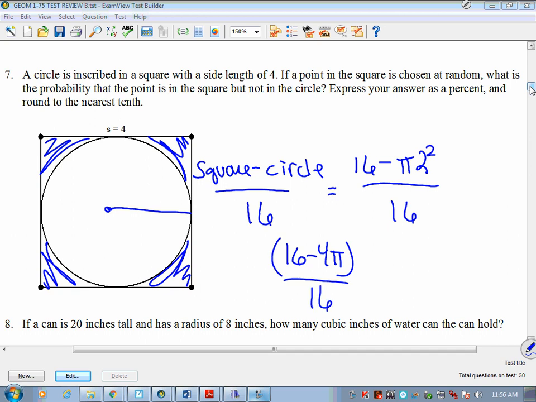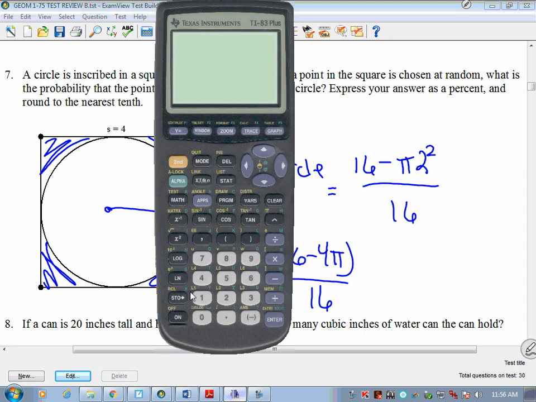Okay? We can take our calculator to do that. Clear some stuff out. 16 minus 4 pi. Okay? I'm going to hit enter. I'm going to divide that by 16. That's going to give me a decimal. But what am I going to write this up as? How did it want my answer? 21 point, let's call it 21.5%. It wanted it as a percent, right? To the nearest tenth, right? Is what we saw there.